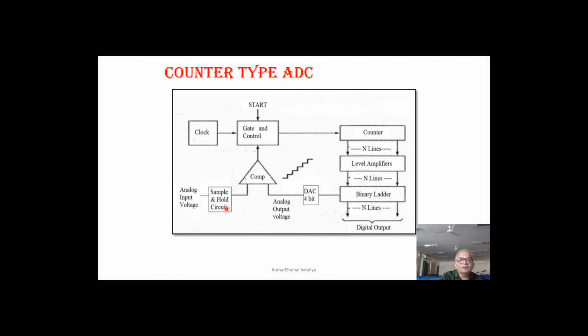And suppose you are applying only 2 volts, then only 2 pulses are required. If you are applying 15 volts, 15 pulses will be required. So depending upon the input value of the voltage, fewer or more pulses will be required for this conversion. So the output of this conversion will depend upon the input signal.